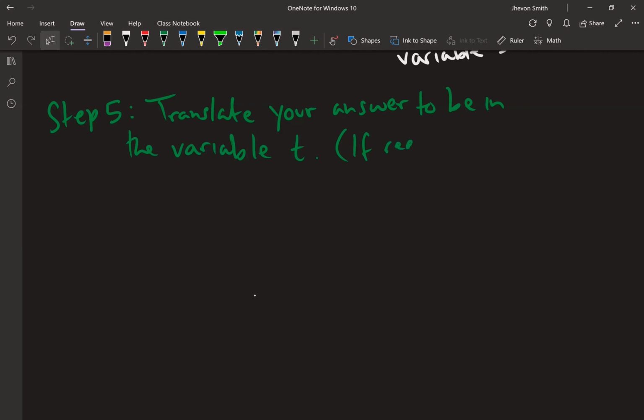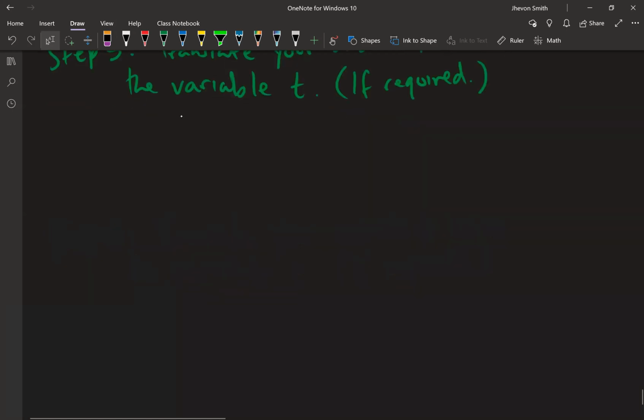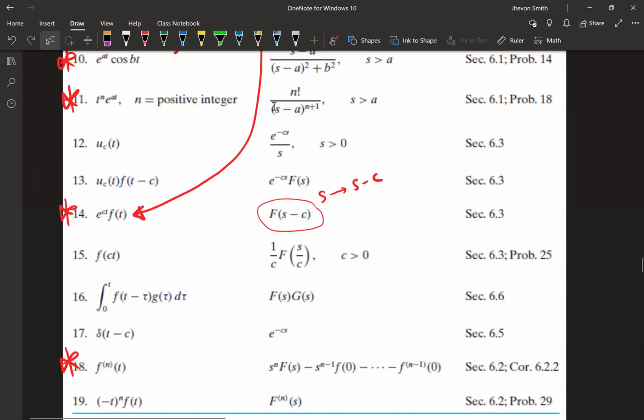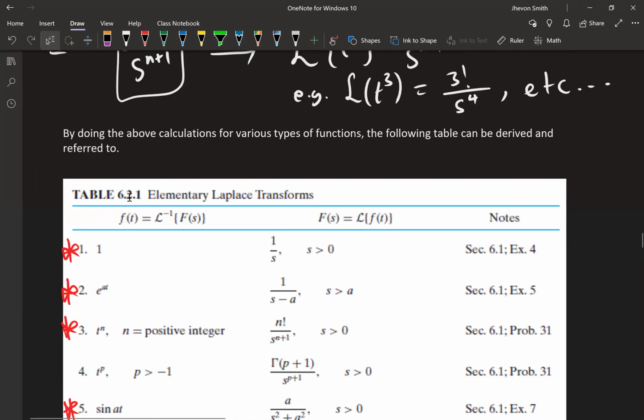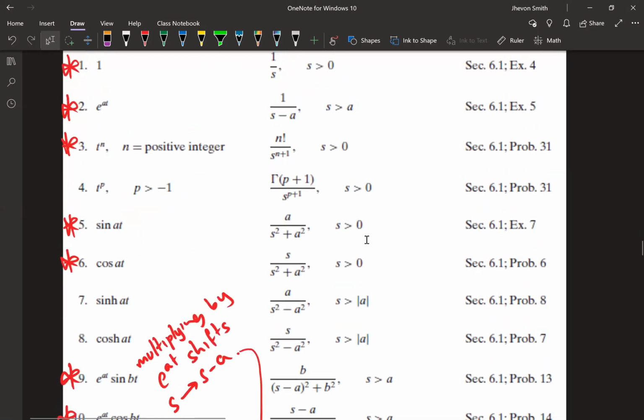If required. There are sometimes, ever so often, where you're not required to translate your answer back to the variable t. You can leave it as a function of s, but that will be indicated in the problem. But here, and now what you realize is, at this point, you would see from the table, so we're going to go to that table. And this table is in your book, by the way. It's table 6.2.1 in the 10th edition.